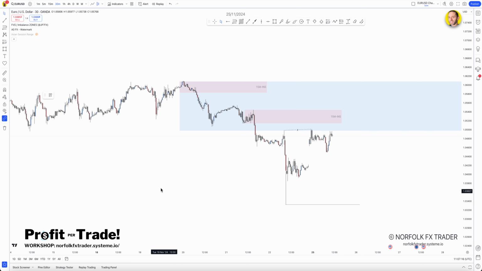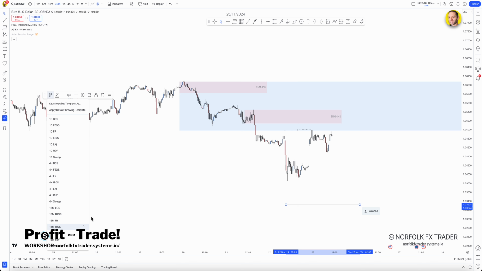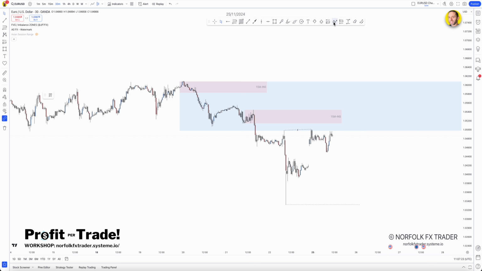So we have a potential, it's marked out as an IBOS. So we could look for a run through into supply above inside this larger zone, look for a reverse out to run for this weak low.